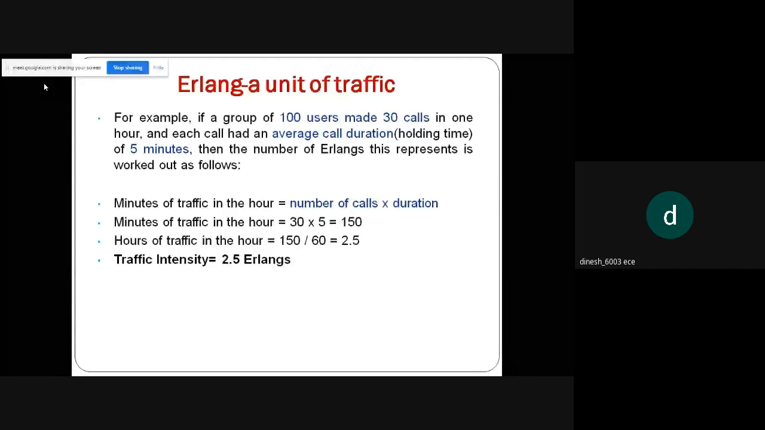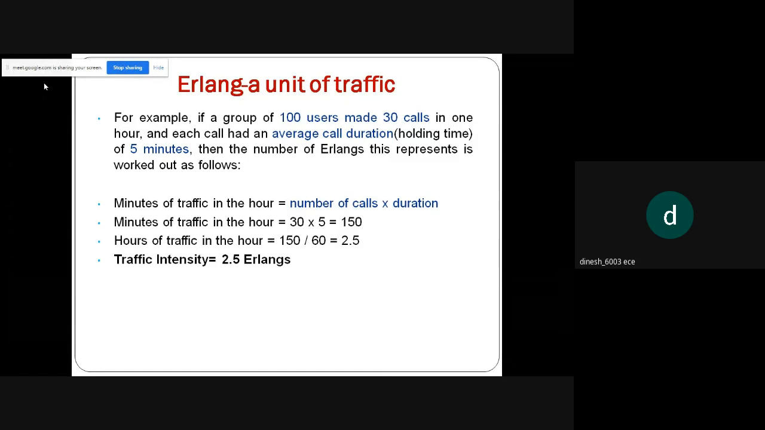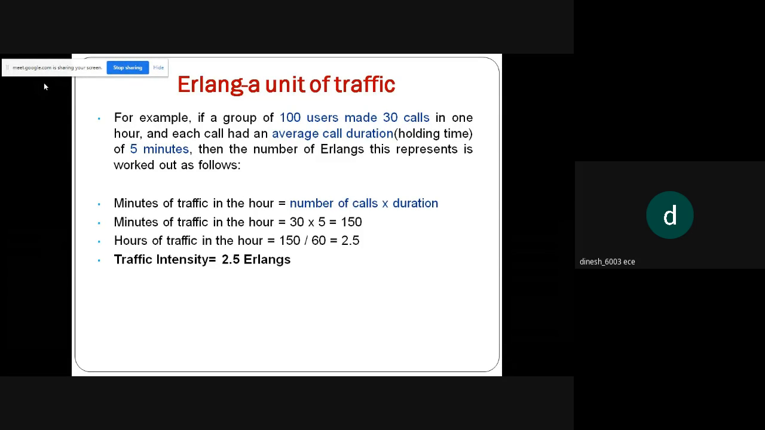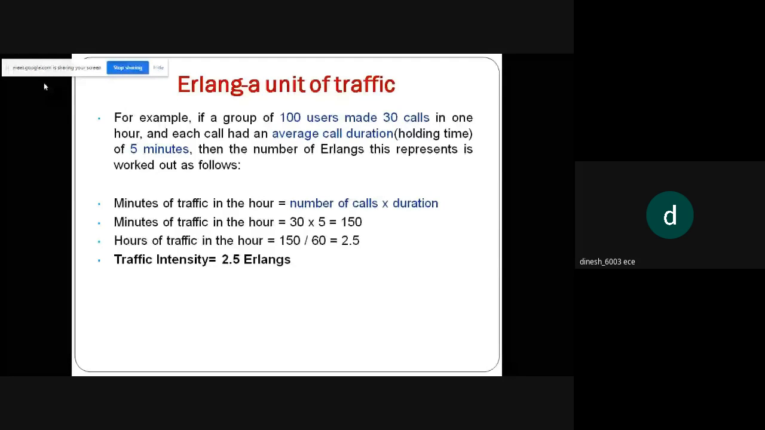So now let us see an example. If a group of 100 users, keep in mind 100 users, makes 30 calls in 1 hour, and each call had an average call duration holding time of 5 minutes. Holding time is how much each and every call is making conversation. So that is 5 minutes. Then the number of Erlangs can be worked out as such.